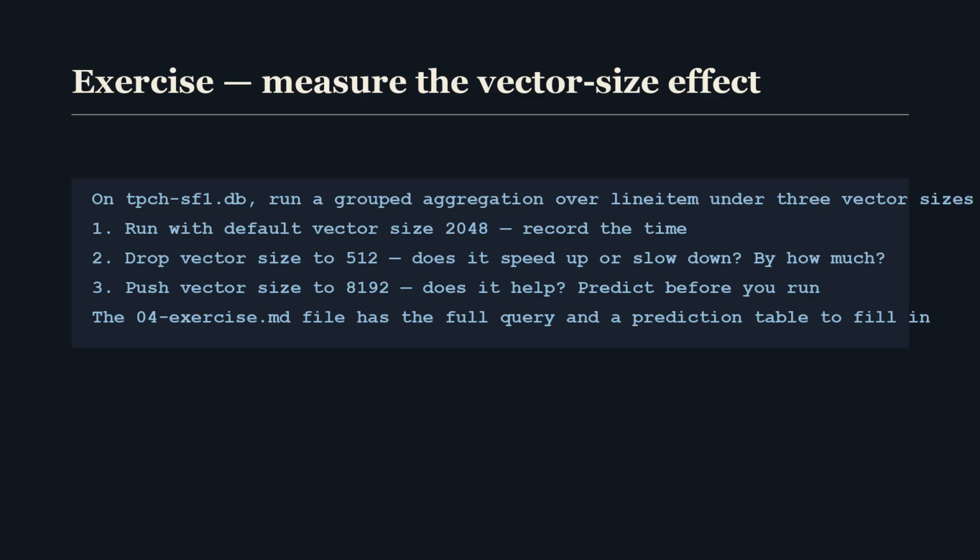If you only have the default binary, run the included Python harness. It sweeps batch sizes from 64 to 65,536 and shows the same curve. Predict whether smaller will be faster, then check. Predict whether bigger will be faster, then check. The exercise file has the prediction table.